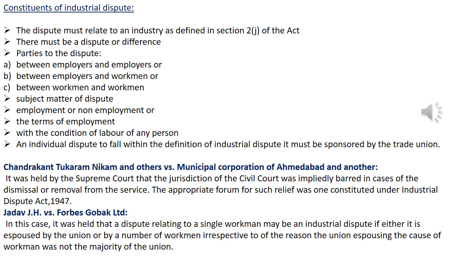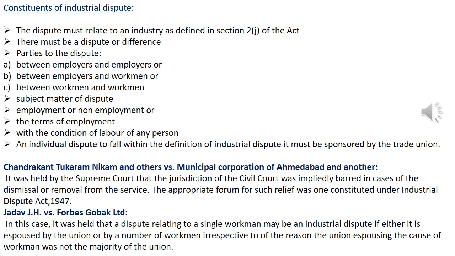So, let us discuss the constituents, or the ingredients, of the industrial dispute. The dispute must relate to an industry as defined in Section 2(j) of the Act. Which Act? Industrial Disputes Act 1947. There must be a dispute or difference. Who are the parties? Employers and employers, employers and workmen, workmen and workmen. Again, what is the subject matter of the dispute? Whether it is employment or non-employment, the terms of the employment, or the conditions of labor of any person. And an individual dispute, to fall within the definition of industrial dispute, must be sponsored by the trade union.